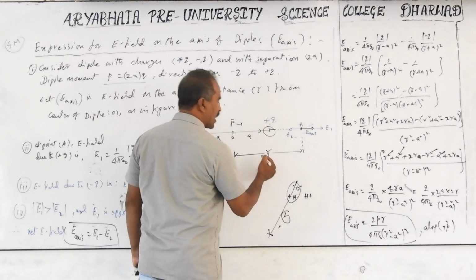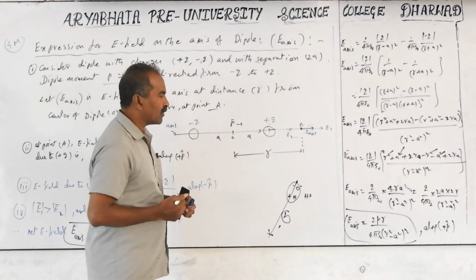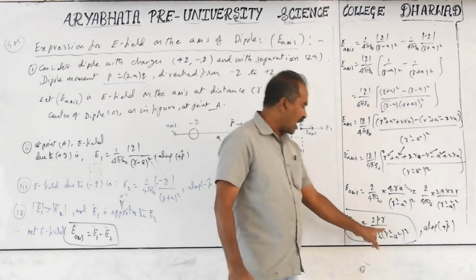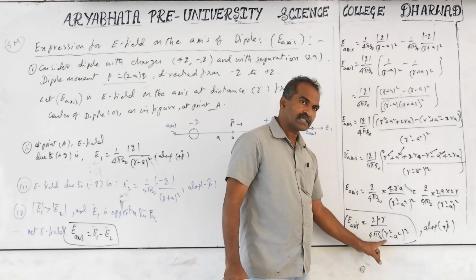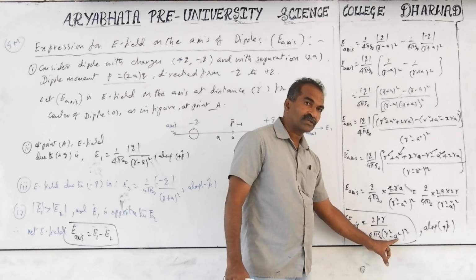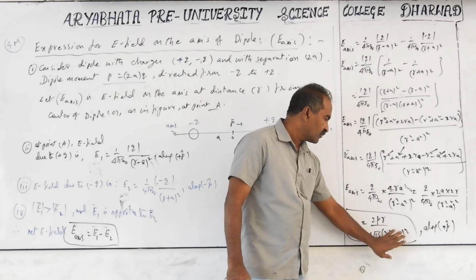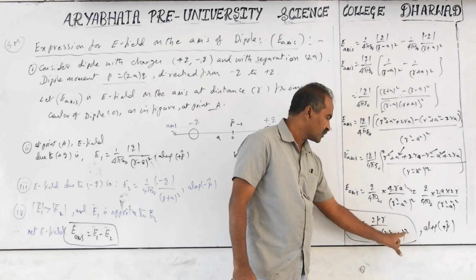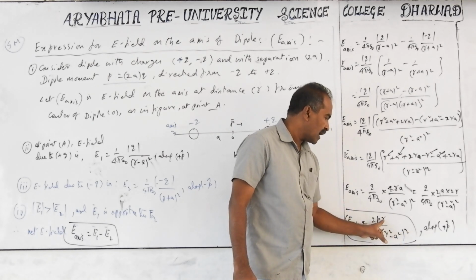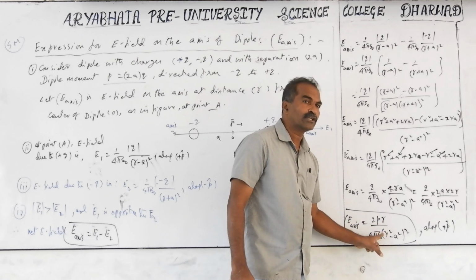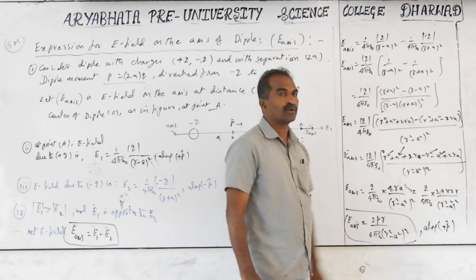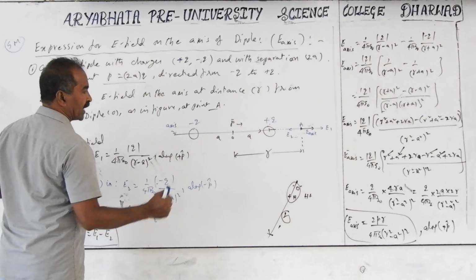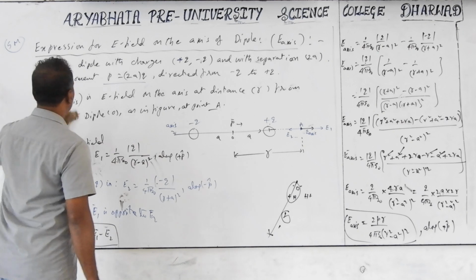When the distance is very, very large compared to the length of the dipole, then we call it a point dipole or short dipole. For a short dipole, we take r very large compared to a, whether in meters, centimeters or millimeters. Then a square is negligible compared to r square, so r square minus a square is r square only. R square to the power of 2 becomes r to the power of 4. r by r to the power of 4 becomes r cube in the denominator. That's called a short dipole. Based on that, problems will be asked. This derivation you need to practice, and you have to write the next step also.